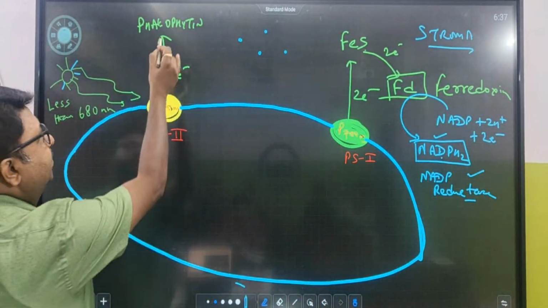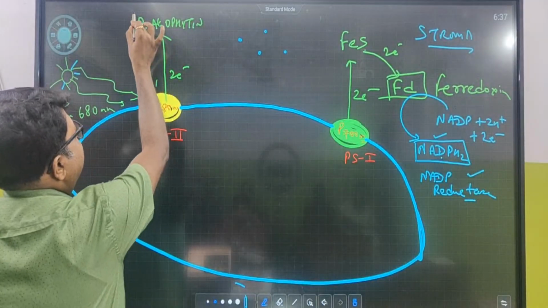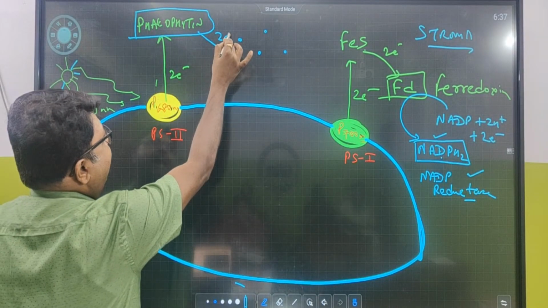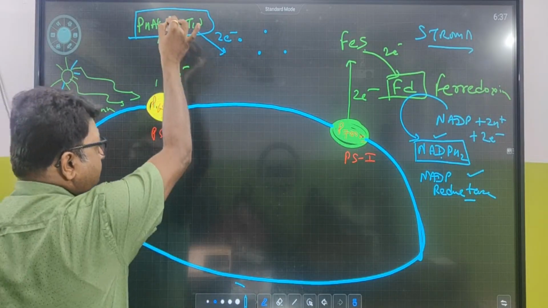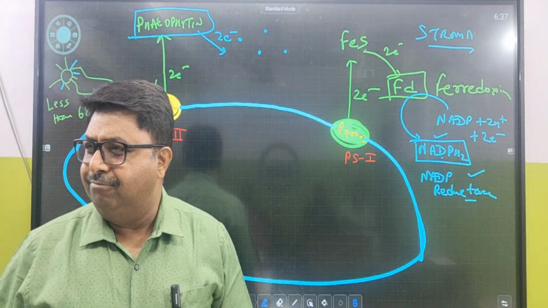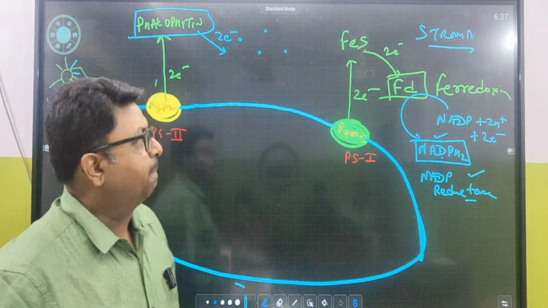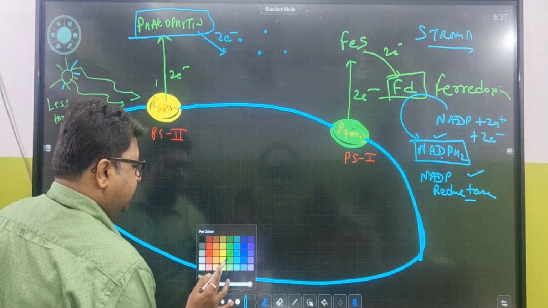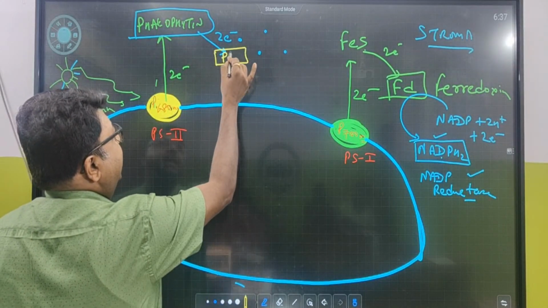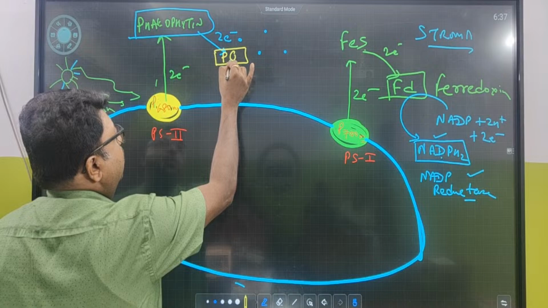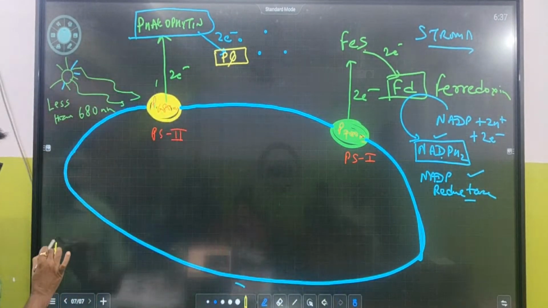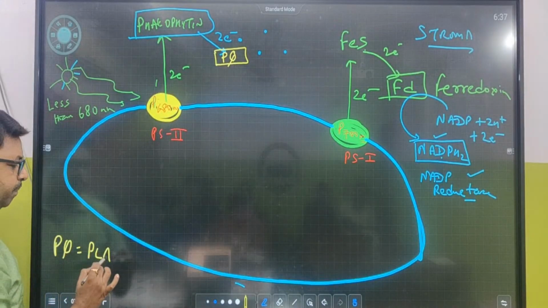Now, what is the fate of this electron? Will it just sit holding on? No. It's going to give the electron back. So it was uphill, now it's going to come down, called downhill. Fine? So who is going to take it? First, PQ. Tell me, what is PQ?